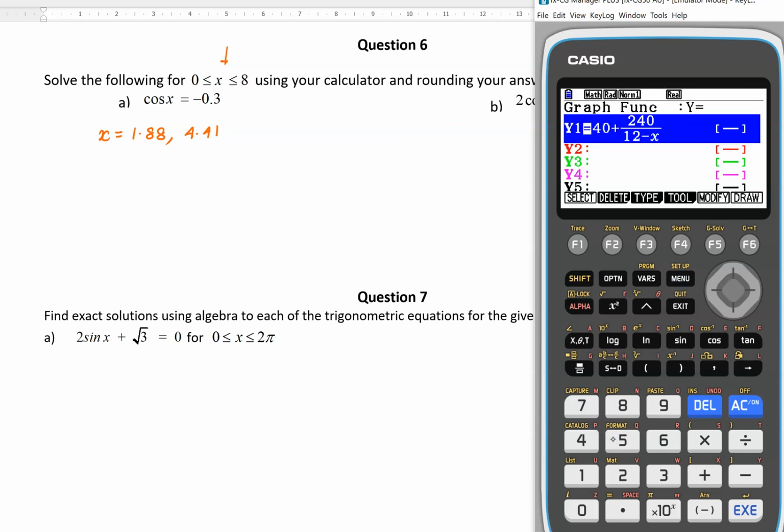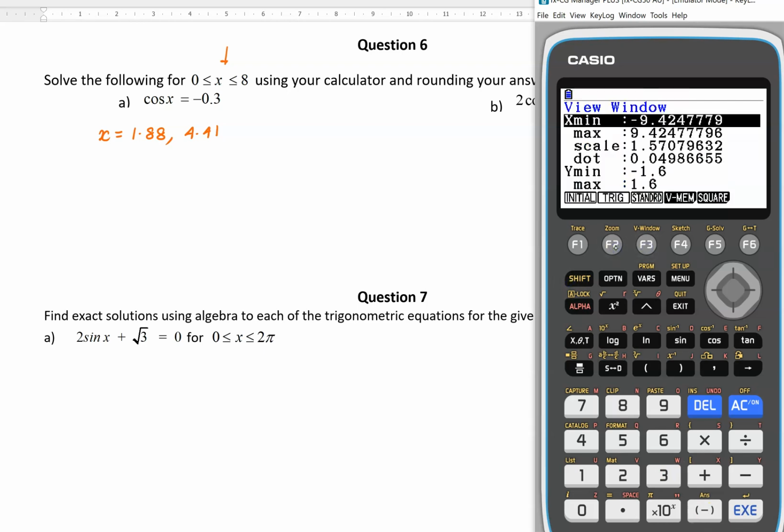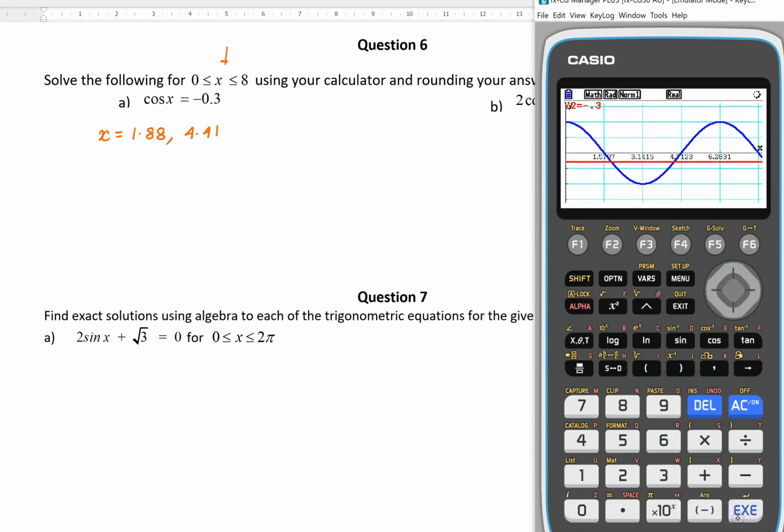Okay, and we will actually graph cos x, and then we can graph negative 0.3. Okay, shift view window, trig, and we can set our parameters here, 0 and 8. Problem with that is, you know, your scale might be a little bit funky, but we can see very clearly, so G solve intersect. That's the one we got, and that's the other one, and you might think that's easier to visualize. I do like a graph. All right, so try that with your next question.